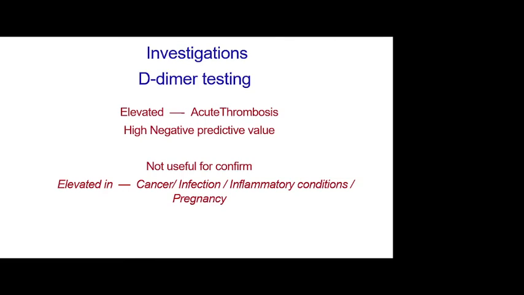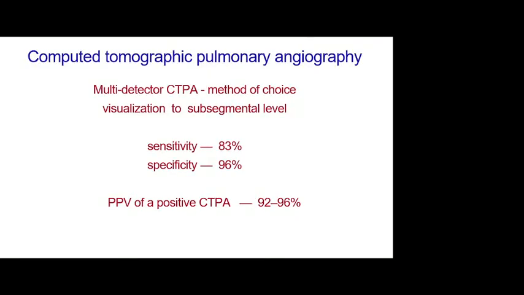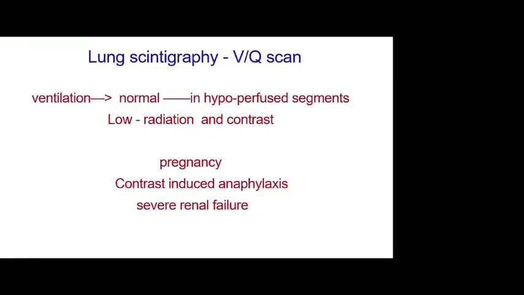But if it is positive, we can't confirm the diagnosis, because cancer, infection, inflammation, pregnancy, etc. many causes can give rise to a positive D-dimer test. Then CTPA, computerized tomographic pulmonary angiography. Multi-detector CTPA is the investigation of choice to diagnose pulmonary embolism. It can visualize up to the subsegmental level. It has good sensitivity and specificity.